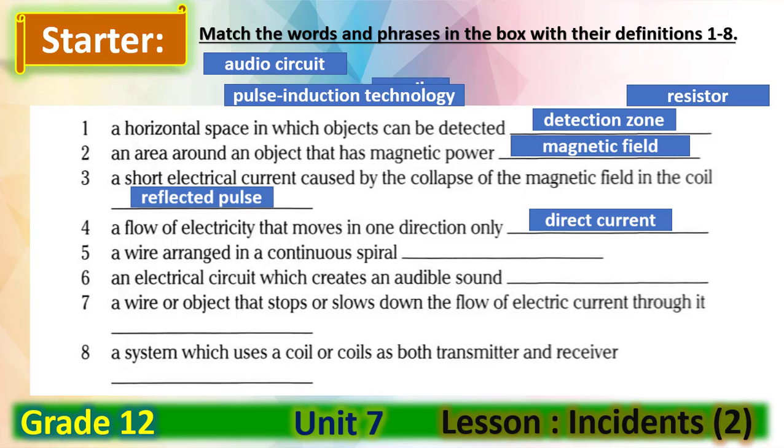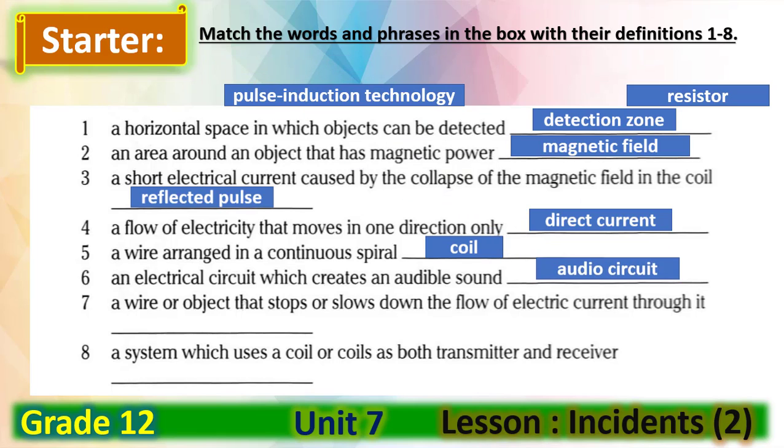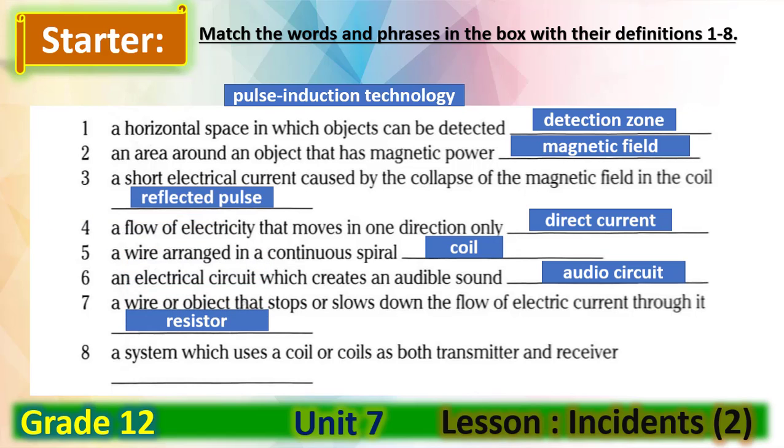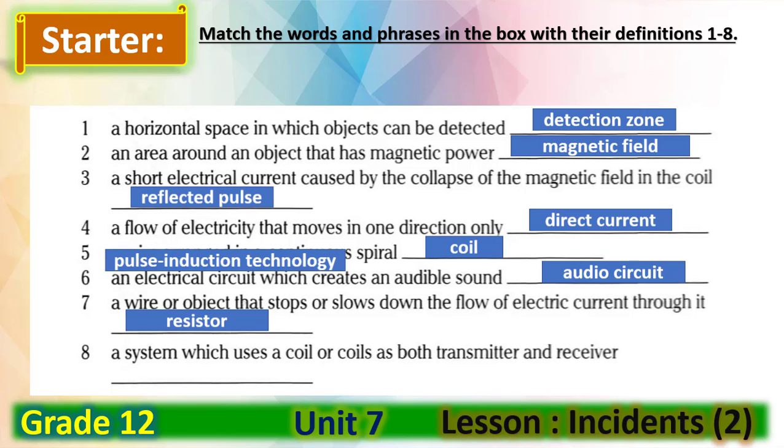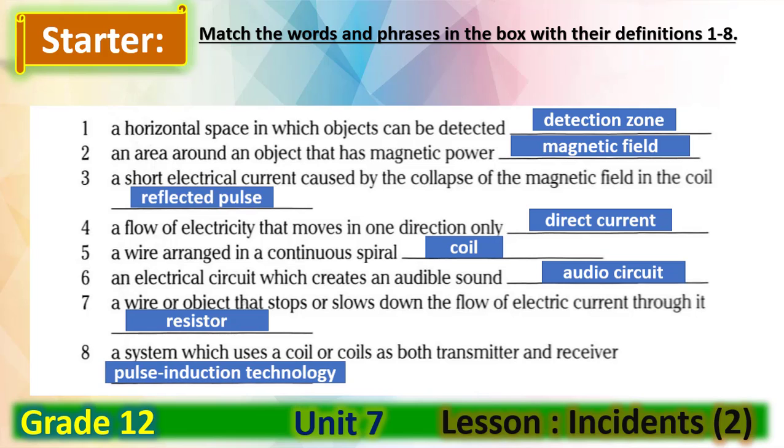Great. A wire arranged in a continuous spiral. What is that? Coil. An electrical circuit which creates an audible sound. Audio circuit. 7. A wire or object that stops or slows down the flow of electrical current through it. Resistor. The last one, a system which uses a coil or coils as both transmitter and receiver. Pulse induction technology. Great.